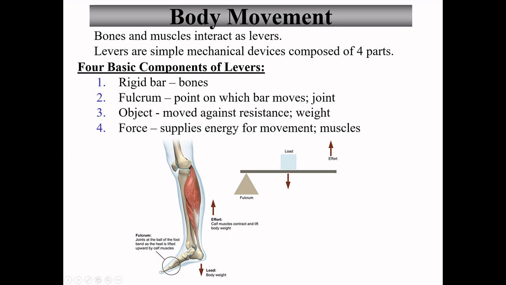So for this slide, I would know the 4 basic components of a lever, meaning the rigid bar, the fulcrum, the object, and the force. Then I would know that the rigid bar is the bones, the fulcrum is the joint, the object is the weight, and the force is the muscles.